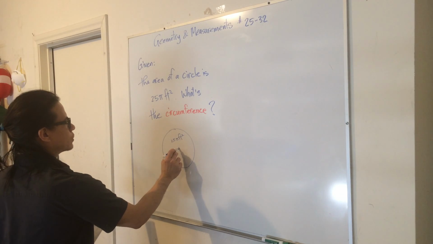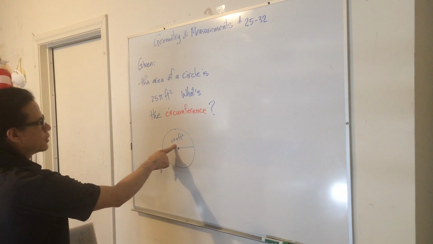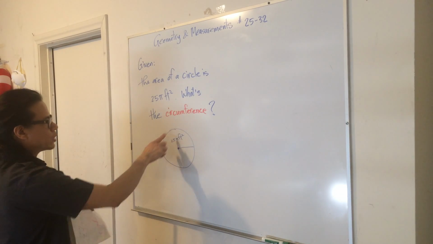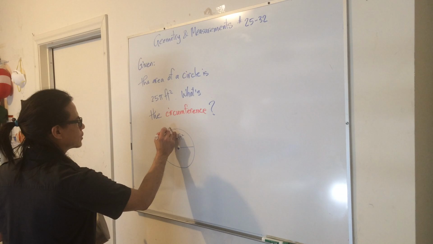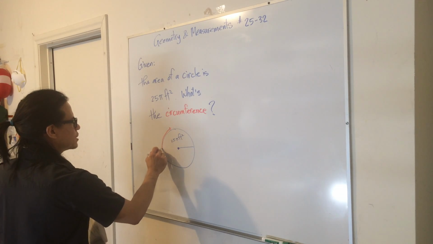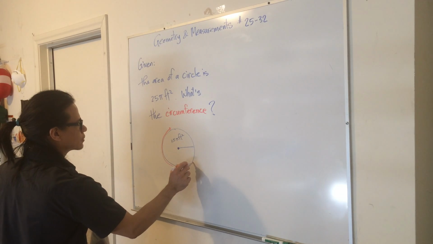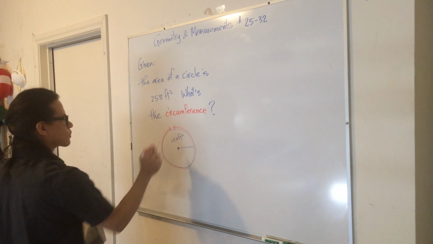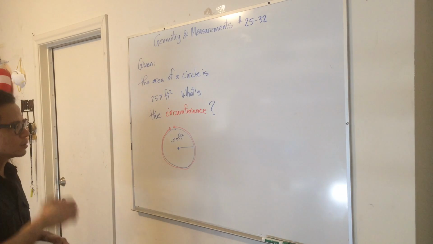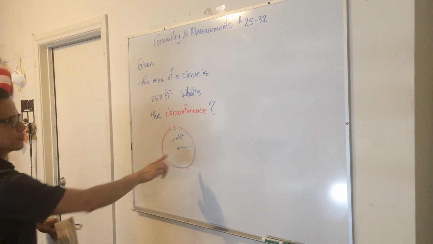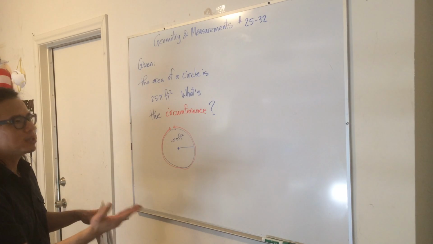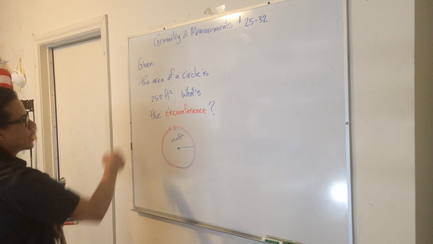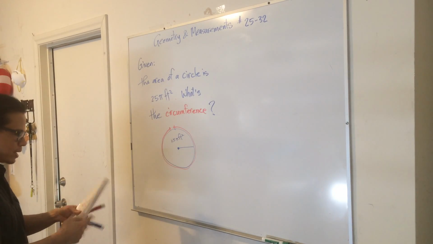Okay, we don't know the radius. We know the area. The question is asking for the circumference. So if you were to walk around the circle here, what is the distance in red? So we don't know the radius. If we only knew the radius, we could plug it into the formula to find circumference. We do, however, know the area, so let's use that piece of information.